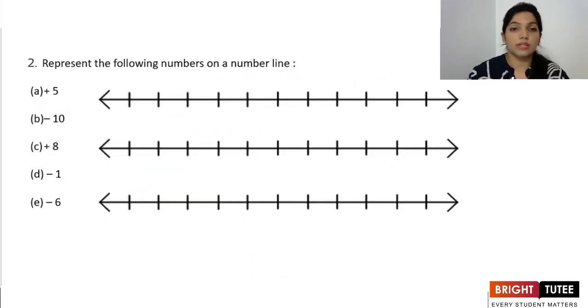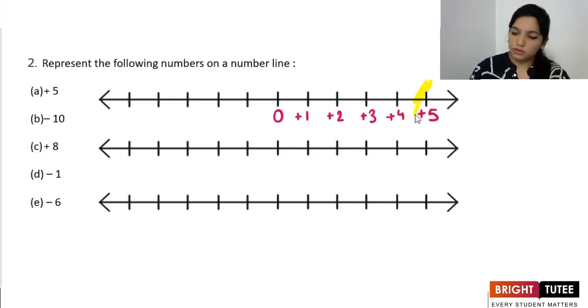Now let's do some questions on the number line. It says represent the following on the number line. Here we have some blank number lines that we are going to use. Let's say I'm starting from here, and I'm putting 0 over here. In the first one, I need to put plus 5. So here will be plus 1, plus 2, plus 3, plus 4, and this one is plus 5. I'll just shade this part. This is where we have represented plus 5 on a number line.